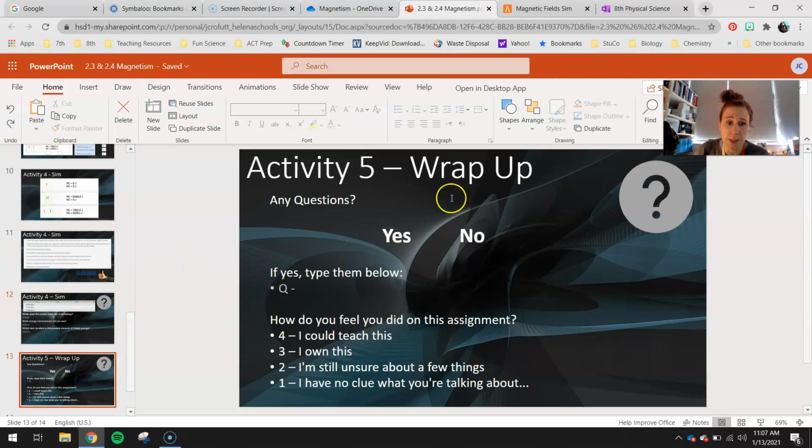Okay, finally, do your wrap up. Do you have any questions? Yes or no? Obviously, if you have a question that's preventing you from finishing this assignment, you guys want to hit me up in Teams right away so I can help you out. And then use your draw tool to circle 4, 3, 2, 1. Let me know how you did on this assignment.